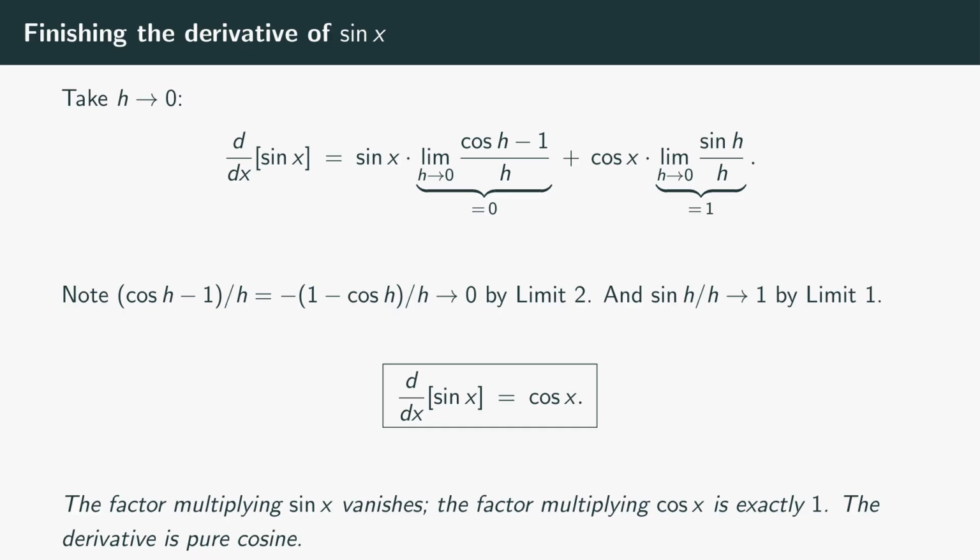Notice the elegance. Both terms in the expansion were finite, and exactly one of them survives the limit. The factor multiplying sine x dies completely. The factor multiplying cosine x reduces to 1. The derivative is pure cosine, no scaling constants, no leftover terms, and that clean answer depends entirely on the 2 limits we built. If either one had gone wrong, this formula would not have come out so neatly.